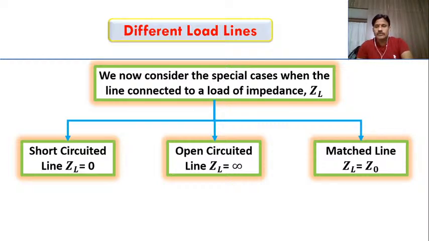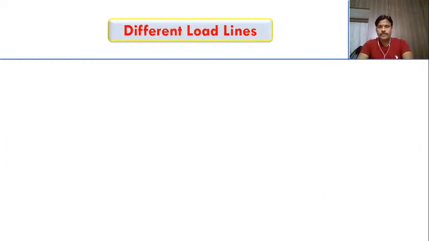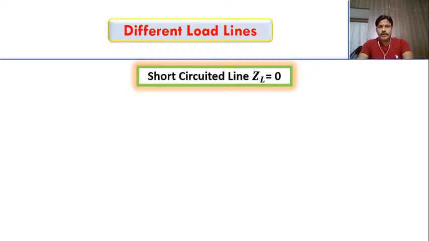Matched line means we are making ZL exactly equal to Z0. Z0 is not the output impedance, it is the characteristic impedance. Now for these three cases, we will see one by one how the different parameters will be, like the reflection coefficient and the standing wave ratio, for the short circuited line, open circuited line and matched line. First we will consider the very first one, that is the short circuited line. The short circuited line we get when ZL equals 0.